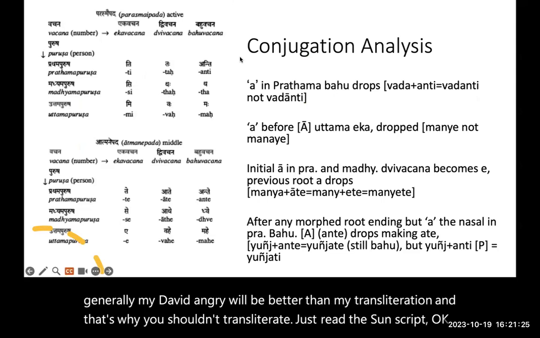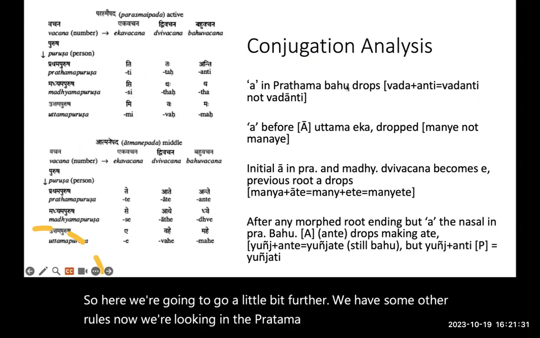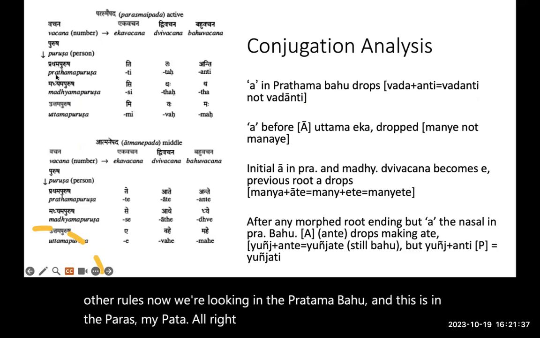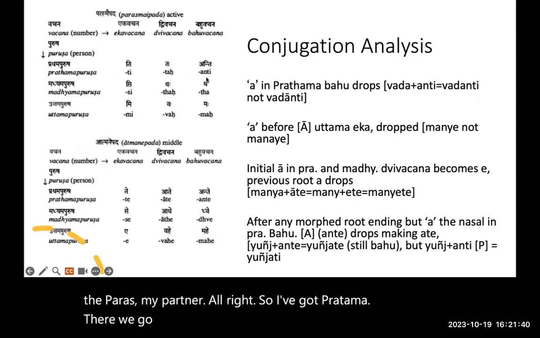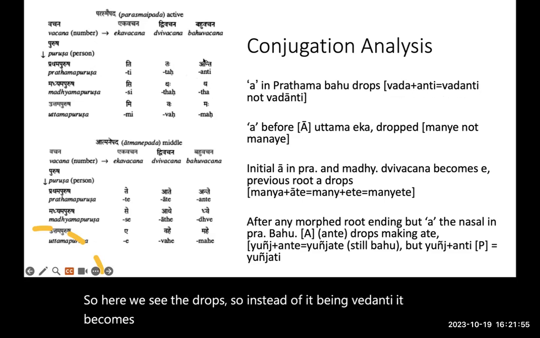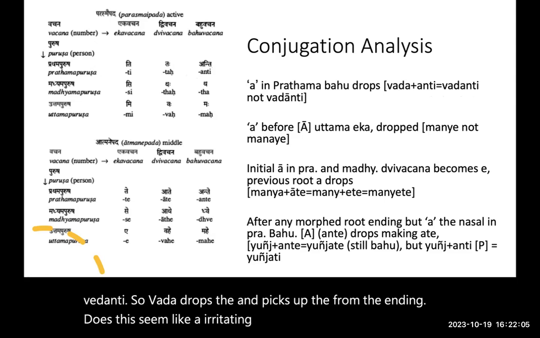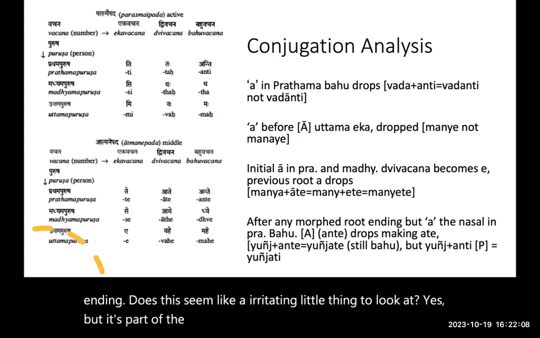Okay. So here, we're going to go a little bit further. We have some other rules. Now, we're looking in the Pratama Bahu, and this is in the Parasmaipada. All right, so I've got Pratama, Bahu. Okay, so here we see the a drops. So instead of it being vadanti, it becomes vadanti. So vada drops the a and picks up the a from the ending. Does this seem like a niggling, irritating little thing to look at? Yes, but it's part of the system of grammar in Sanskrit.